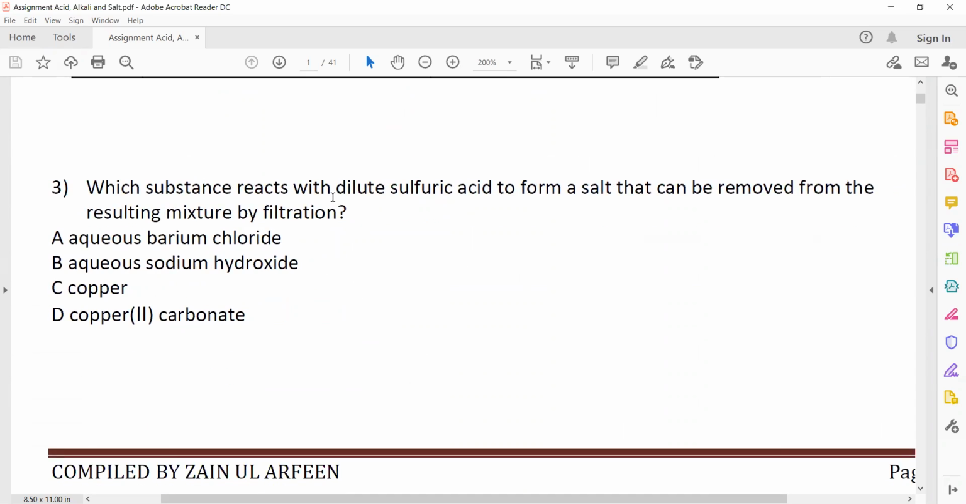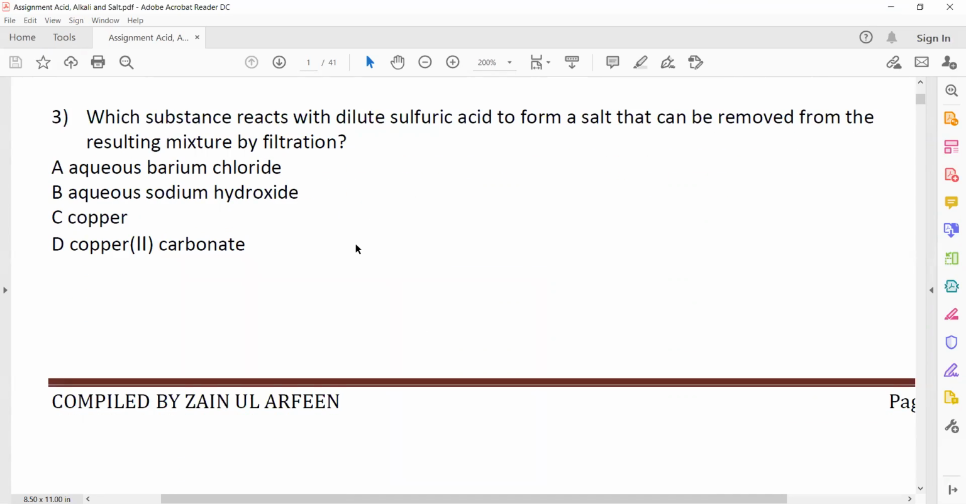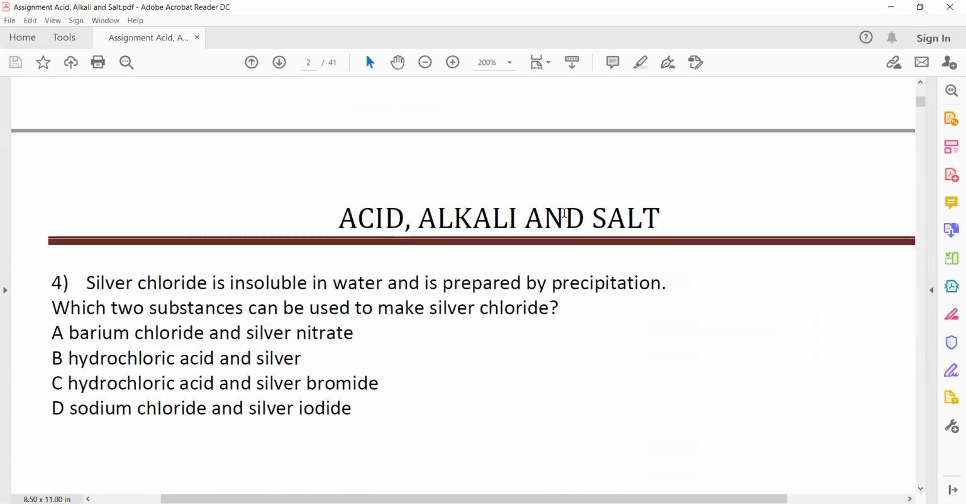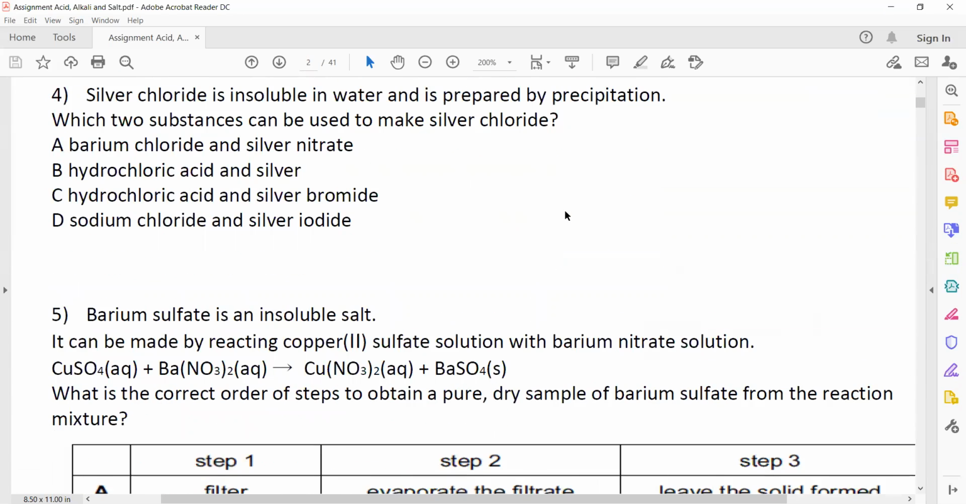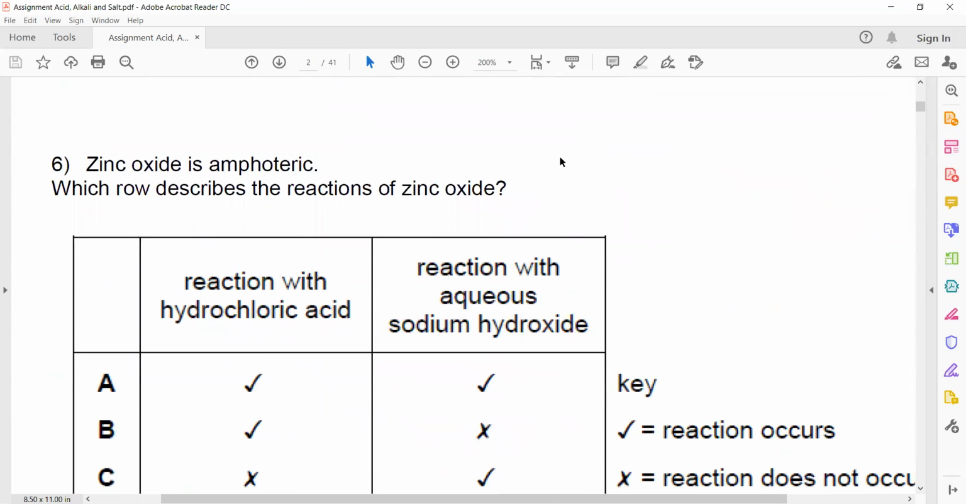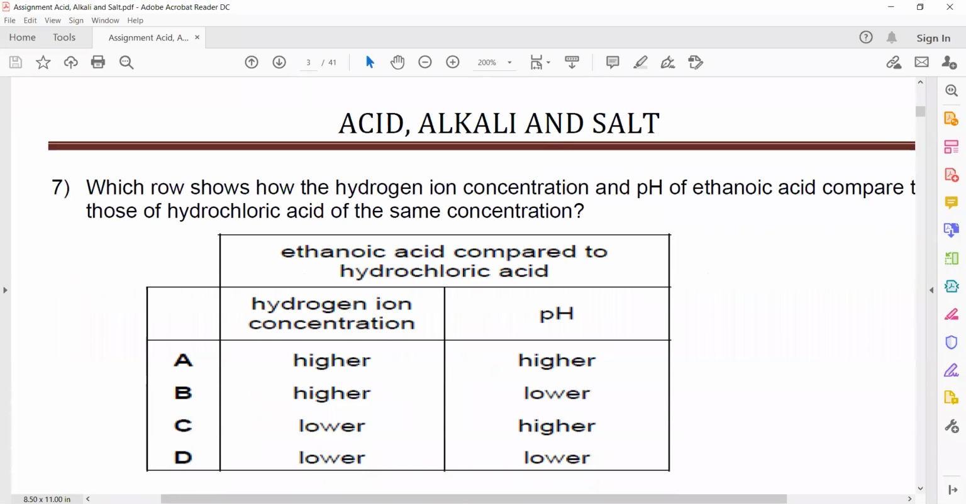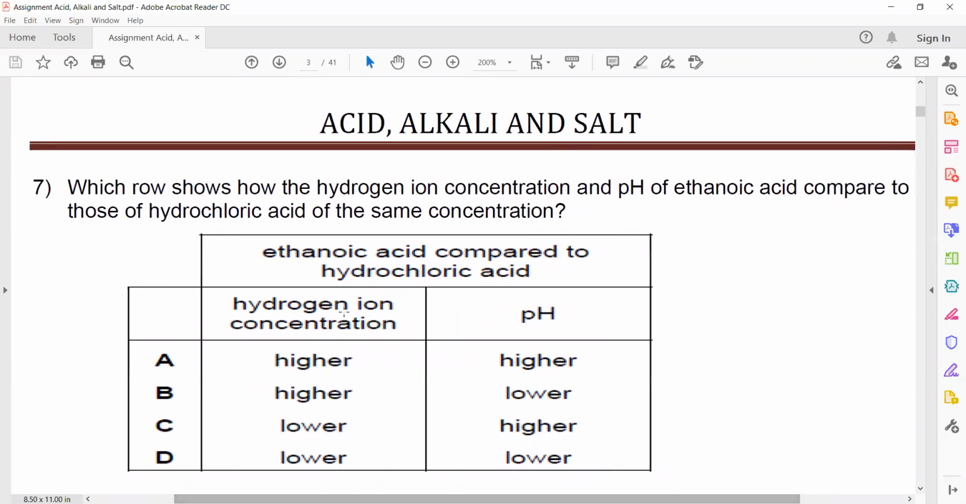Now, which substance reacts with dilute sulfuric acid to form a salt that can be removed from the resulting mixture by filtration? Leave this part, because this is related to another topic, which is insoluble salt. Not all of them can be solved now, because some of them are related to insoluble salt, that we will discuss next week.